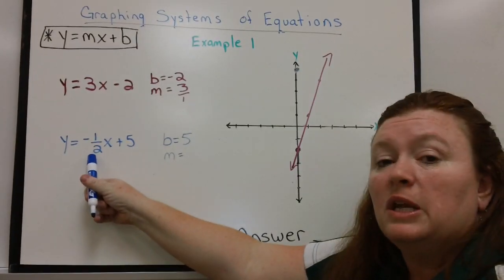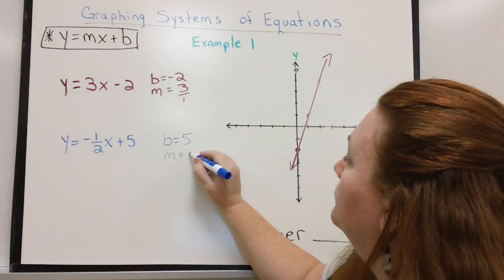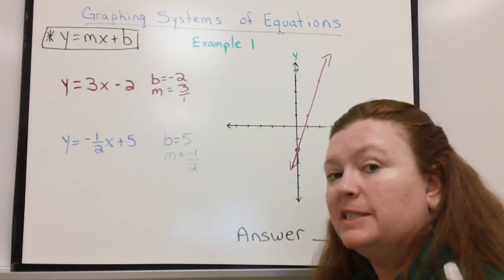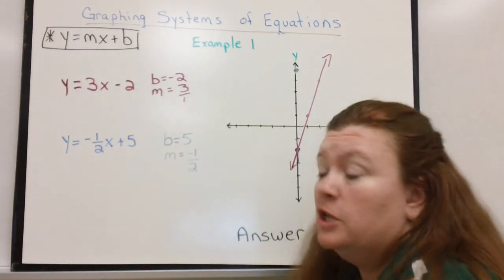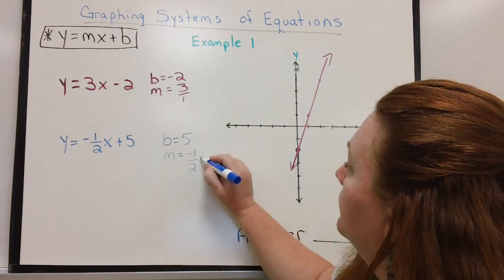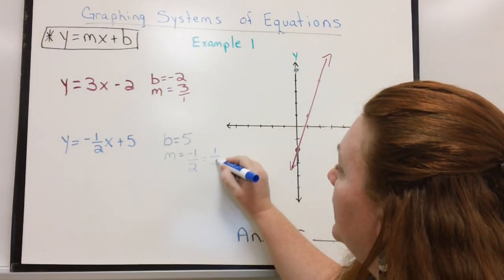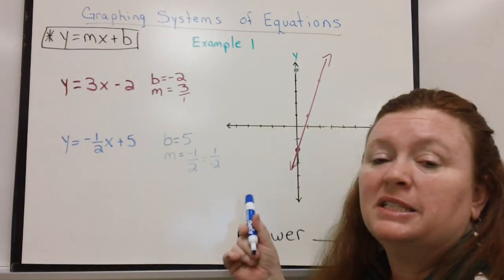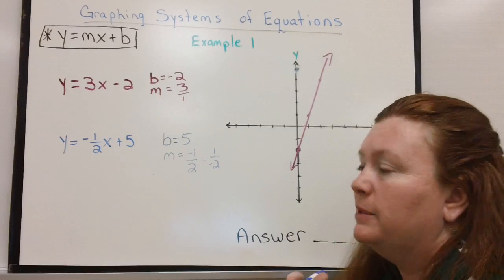My slope is my next piece of information that I need. And you can see the slope is a negative 1/2. Now, with negative 1/2, the negative sign goes to only one of the numbers. So it's either a negative 1 over 2 or a 1 over a negative 2. It's semantics. Basically the difference is which direction you're going to go in. Let me show you what I mean.